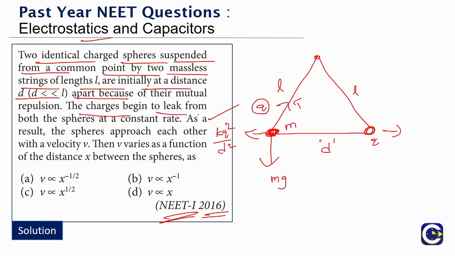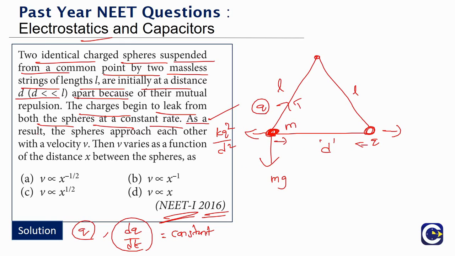The charges begin to leak from both the spheres at a constant rate. Means what? This charge is leaking. Leaking means the charge value is getting reduced at a constant rate. Means dq by dt, the rate at which the charge is changing, is constant. Now what is going to happen if the charge is leaking? Q value is reduced, right? If the Q is reduced, the electrostatic repulsion force will be reduced. As a result, these two spheres will keep coming closer and closer. So they will start approaching each other.